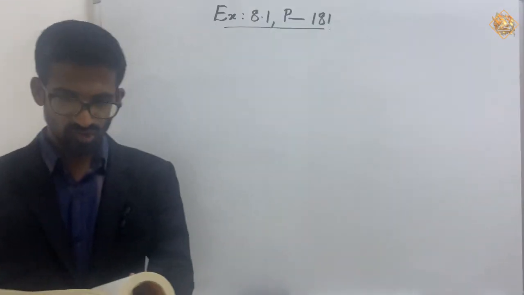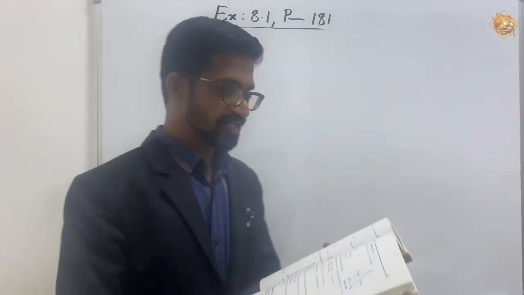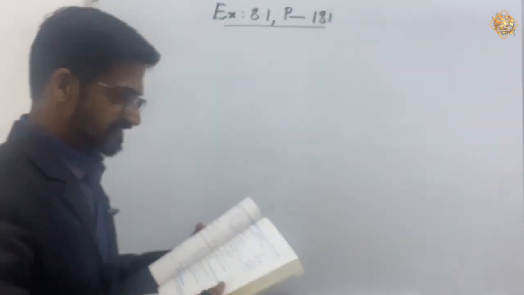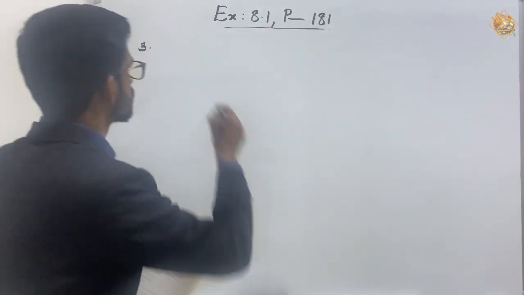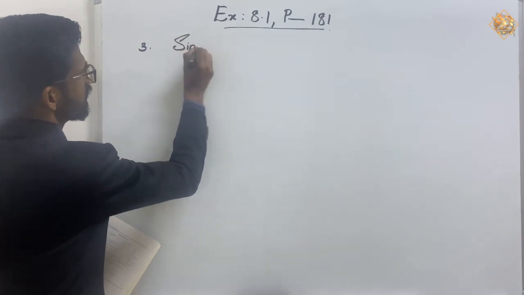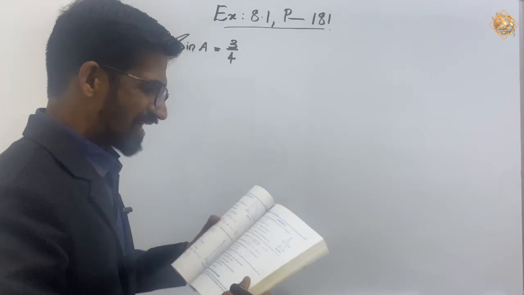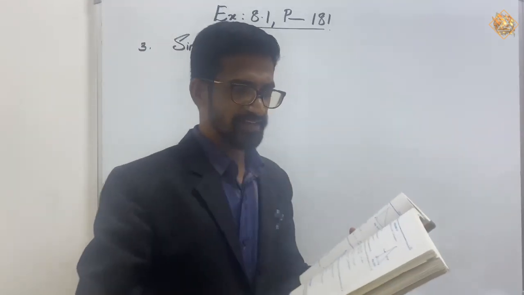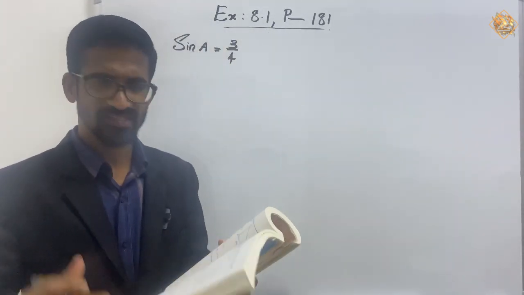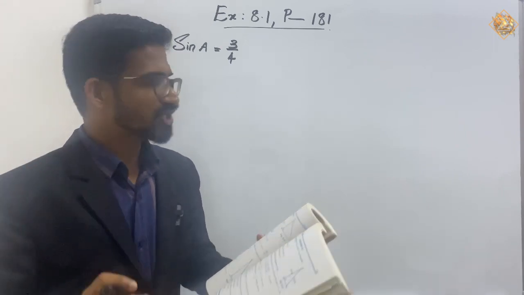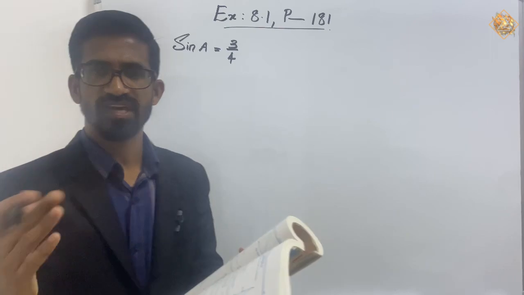Now students, please look at question number 3. Question number 3, it is given, if sin A equal to 3 by 4, calculate cos A and tan A. I think it's a very easy question, only a similar question we did right now, isn't it? Sin A is given 3 by 4 and we are asked to find cos A and tan A.